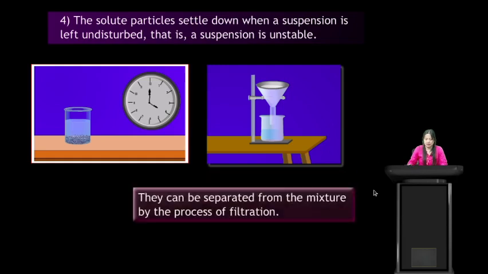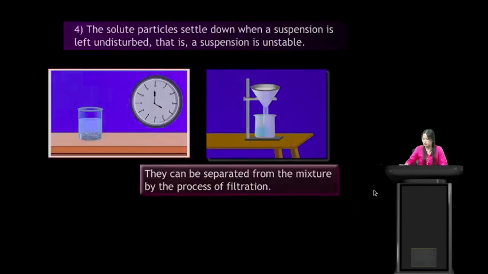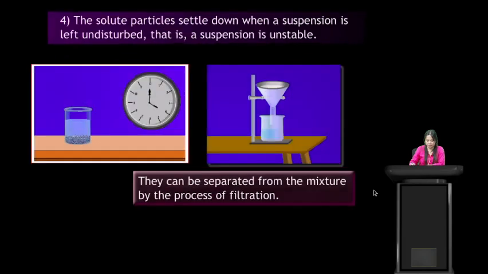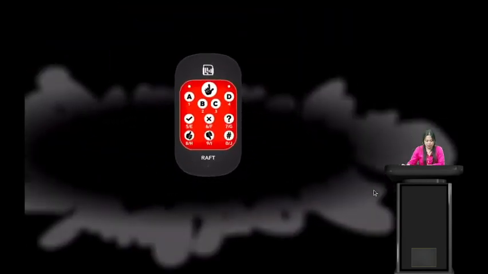Now the particles can be separated from the mixture by the process of filtration. So when we mix soil with water, by the filtration method we can separate the water and the soil particles. So these are the properties of a suspension. Alright students, we have one more question.